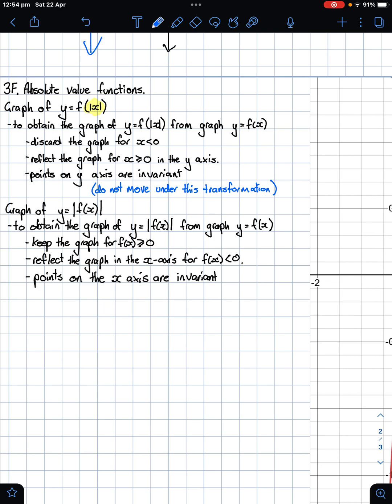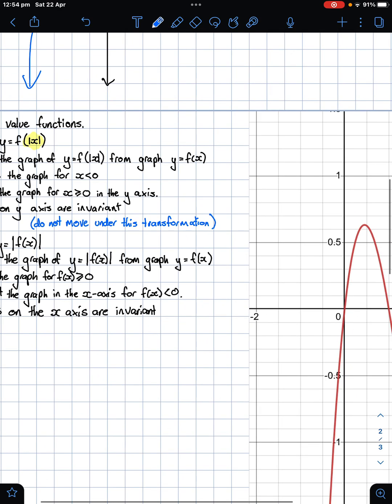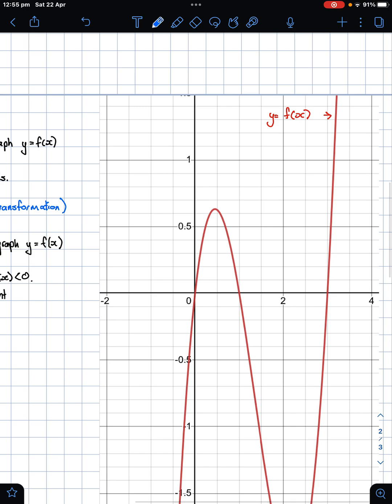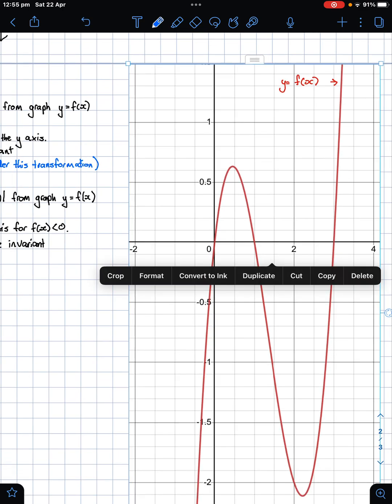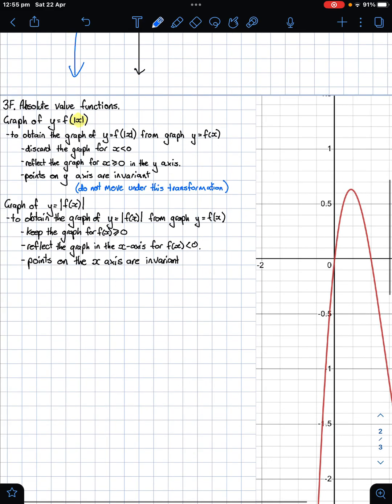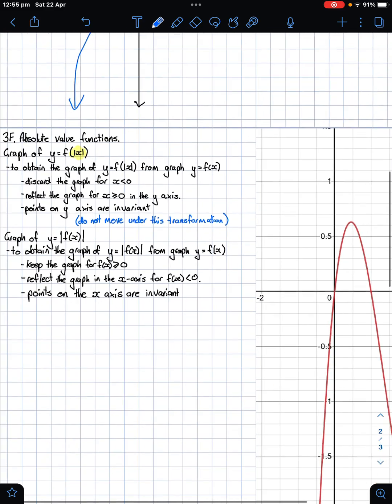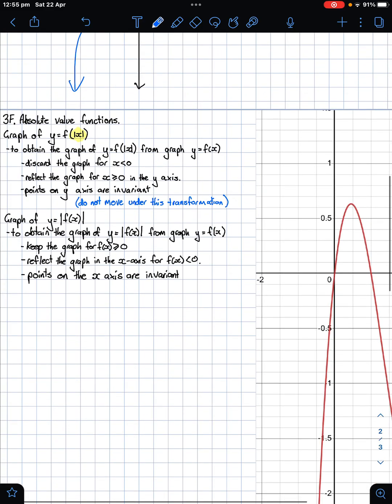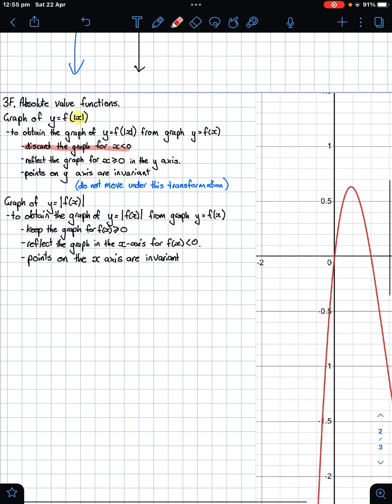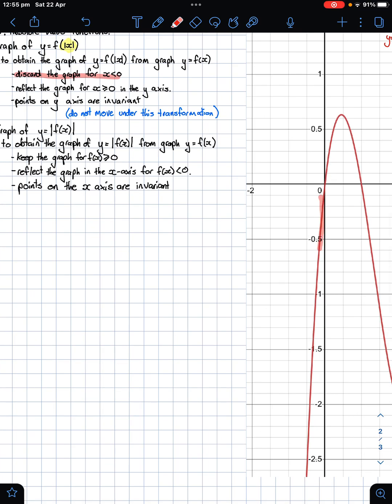So it means here that if you think about what we've talked about above, your graph here for x is greater than or equal to 0. So I should maybe get rid of that line. For x greater than or equal to 0, the graph is fine, we keep that graph. But then for x less than 0, this bit here, we have to discard that bit of the graph, which means this thing has to go.